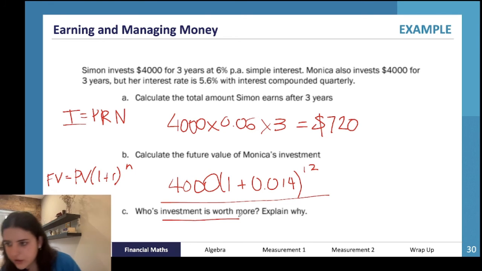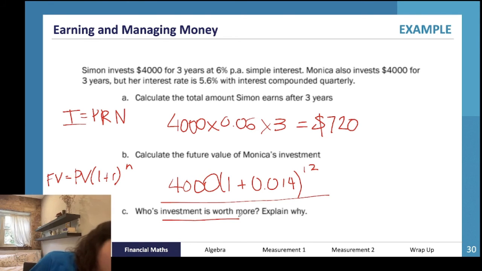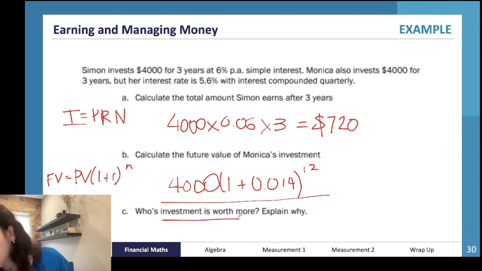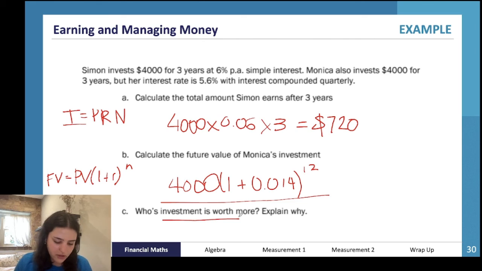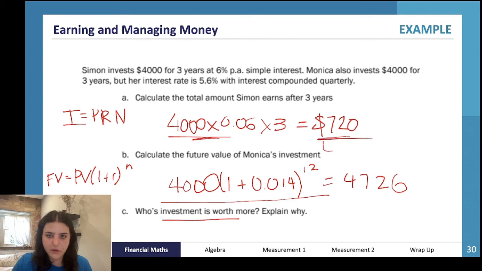I don't know if I have my calculator sitting here with me. Oh, I think I've got it onto here. There we go. It's always missing after tutoring sessions, but I can confirm. Hold on. 4,000 times 1 plus 0.014 to the power of 12 is 4,726. And Simon's is worth 4,000 plus 720, so 4,720. So Monica's is worth more.